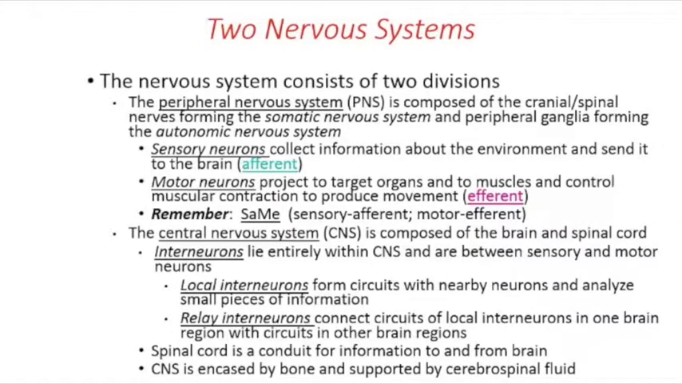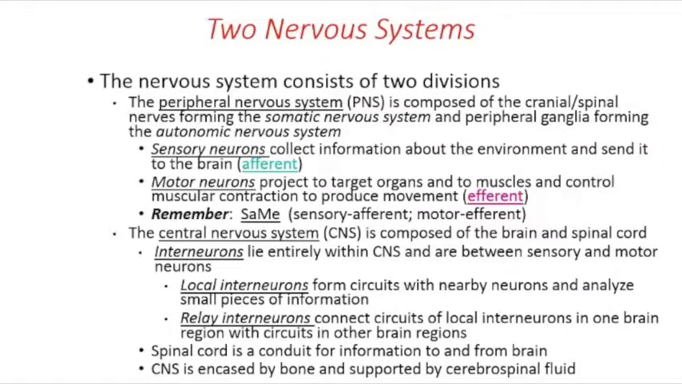And then we have motor neurons that project to target organs and to muscles, and they control the muscular contractions needed to produce movement. We call those efferent nerves or neurons. If you always remember the acronym SAME, S-A-M-E, that tells you sensory afferent, motor efferent, because it's easy to switch up afferent and efferent just like people switch up affect and effect. So this little acronym is very helpful in terms of separating the sensory and the motor divisions into the afferent and efferent neurons respectively.